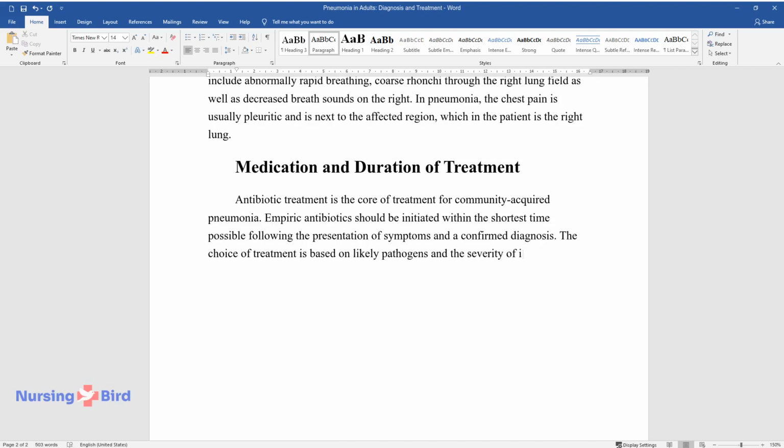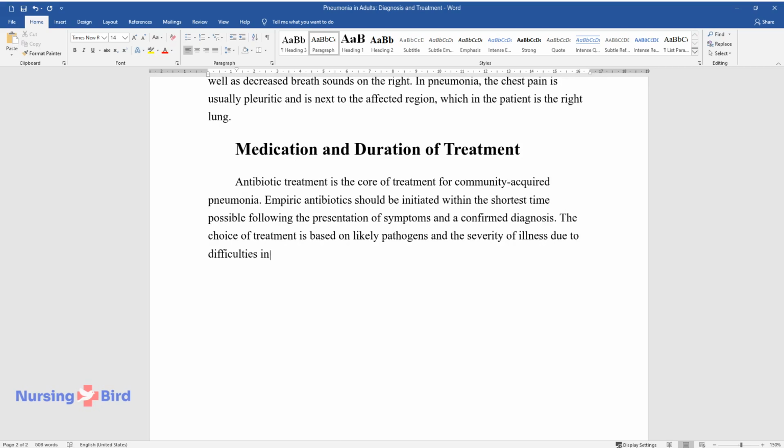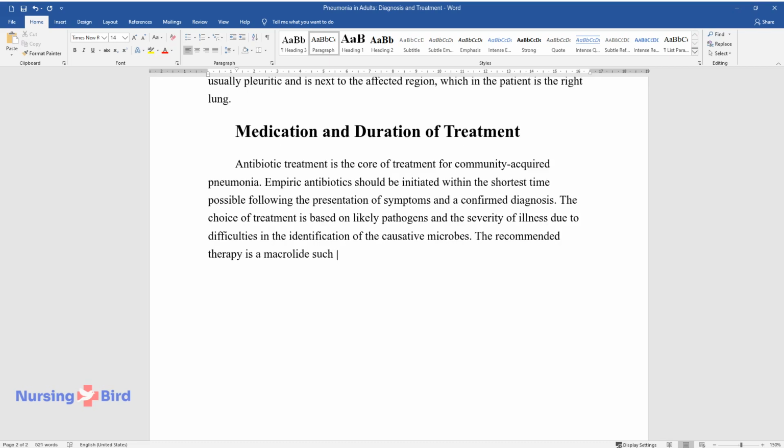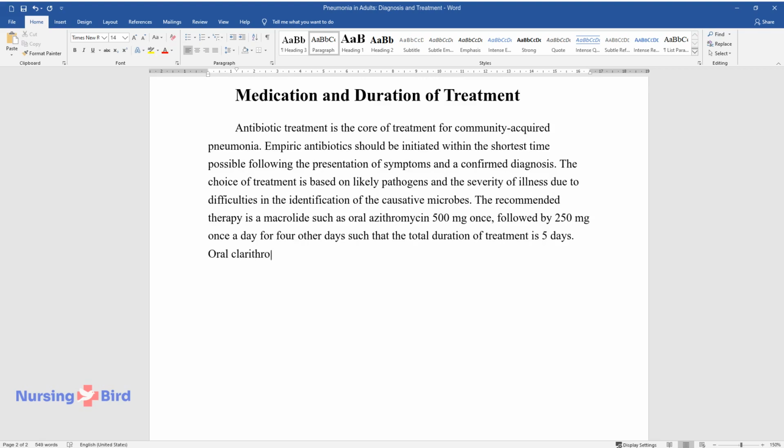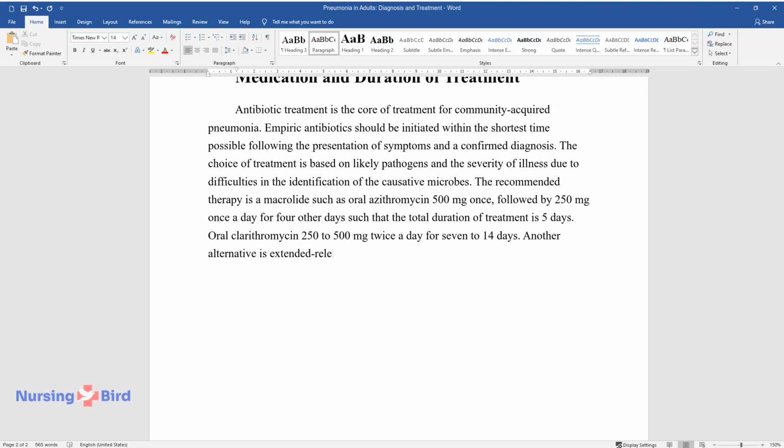of the causative microbes. The recommended therapy is a macrolide such as oral azithromycin 500 mg once, followed by 250 mg once a day for 4 other days such that the total duration of treatment is 5 days. Oral clarithromycin 250 to 500 mg twice a day for 7 to 14 days. Another alternative is extended-release clarithromycin 1 gram once a day for 7 days.